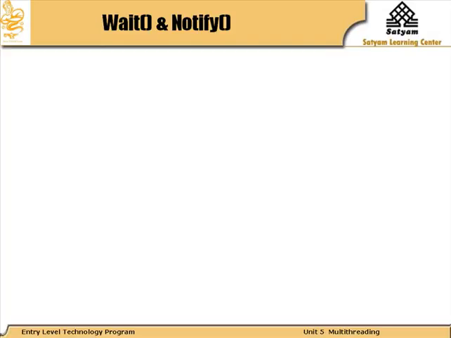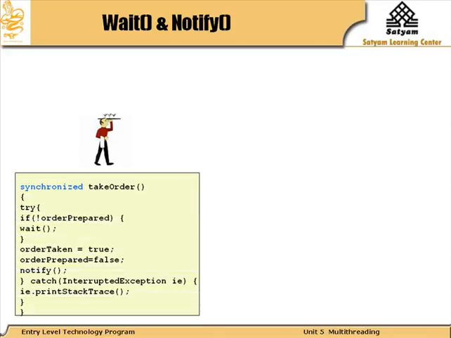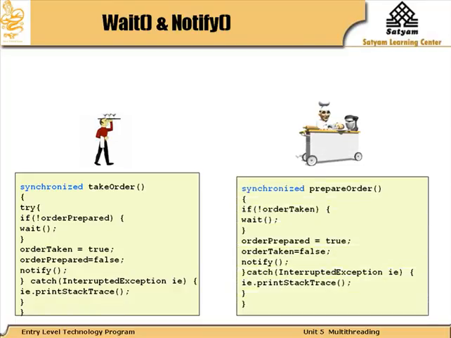In this example, we would see a waiter and a chef waiting and notifying each other. Here is the waiter thread, and this is the code that waiter calls. Here is Mr. Chef, and here is the method that he calls. Here we go with an assumption that waiter will take order only when the chef is free, and chef prepares the order only when the waiter gets the order.